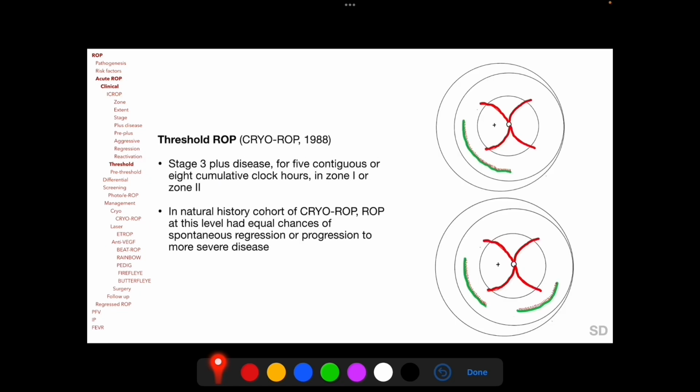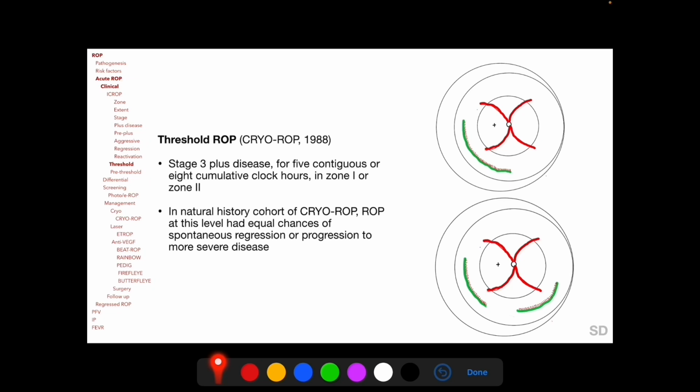It is important to note that the terms threshold and pre-threshold ROP were not defined by ICROP but were defined by CRYO-ROP and ETROP studies respectively. Threshold ROP as defined by CRYO-ROP study in 1988 is the presence of stage 3 disease, that is a ridge with extraretinal neovascularization with plus disease, for 5 contiguous clock hours or 8 non-contiguous clock hours in zone 1 or zone 2 of the retina.